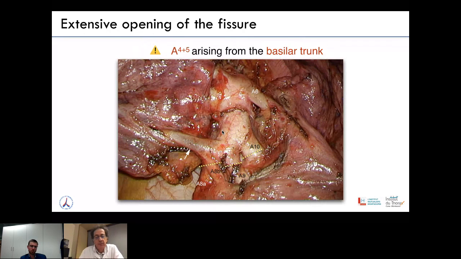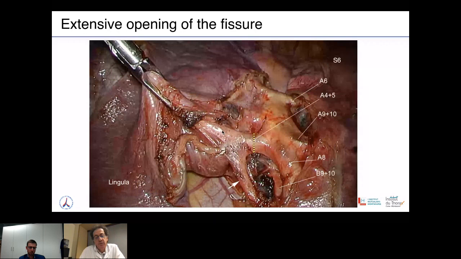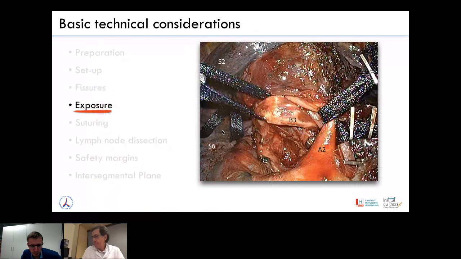Another example. And similarly, if you perform a lingulectomy, which is supposed to be an easy operation, it's not always that easy. If you staple the lingular artery here, you will damage this artery to segment 8. So you should move like this. Even in a lobectomy, you would have a problem there because it's going to the lower lobe.